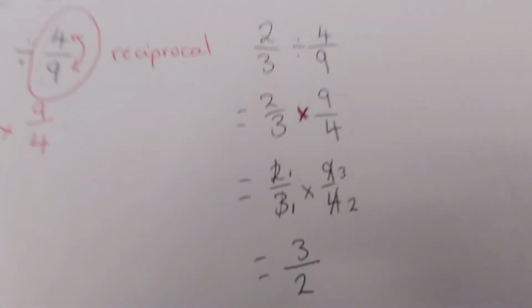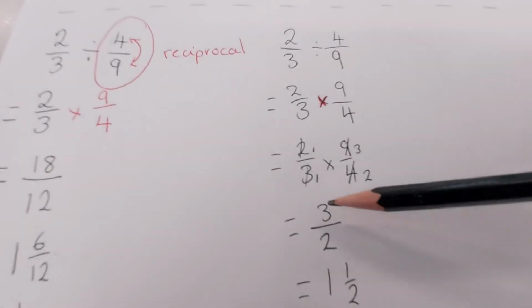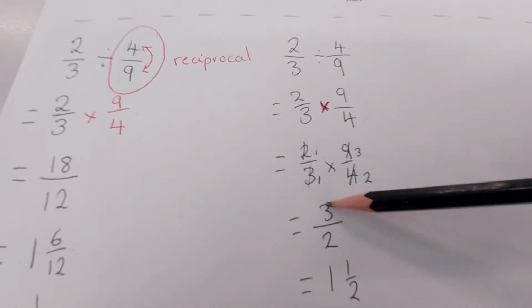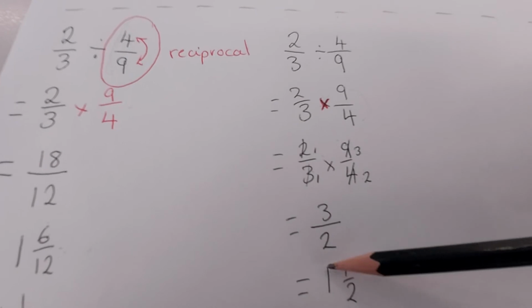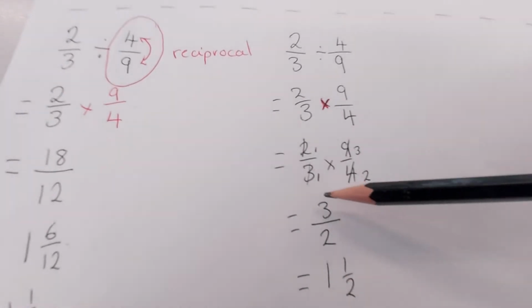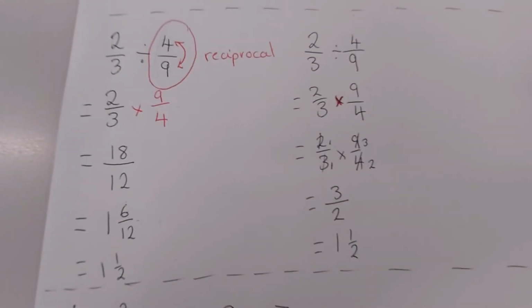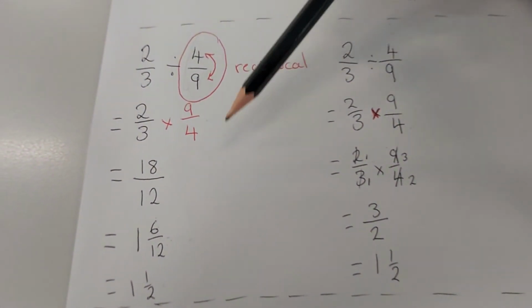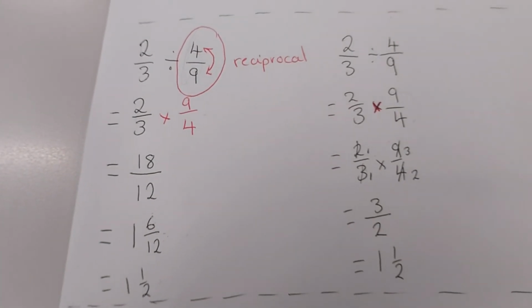Okay, so when I've got 3 over 2, that's an improper fraction, because I know that 2 over 2 gives me 1, and then I'm left with 1 more because it was 3 over 2, not 2 over 2. So I'm left with 1 and 1/2. Now you can see it's exactly the same answer.